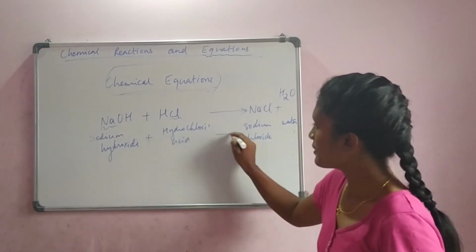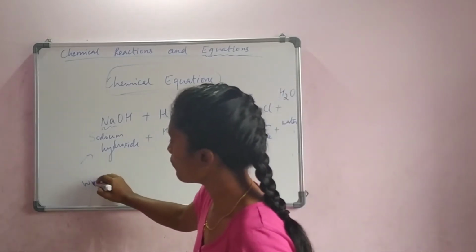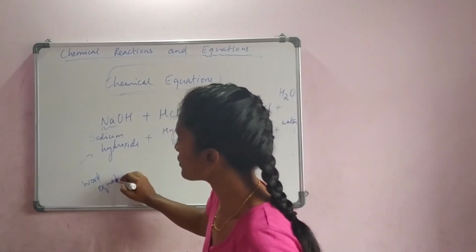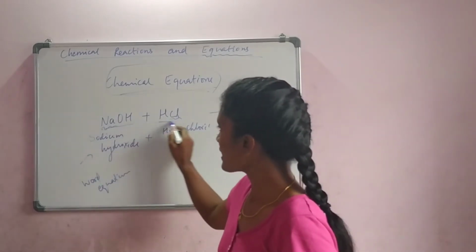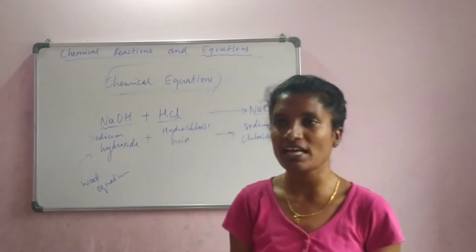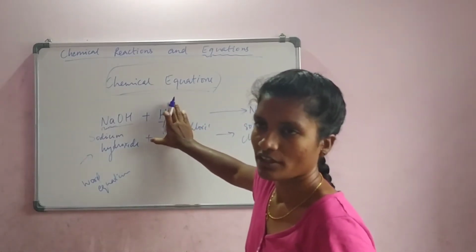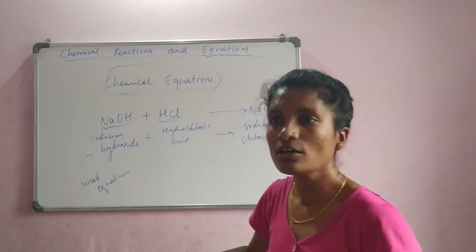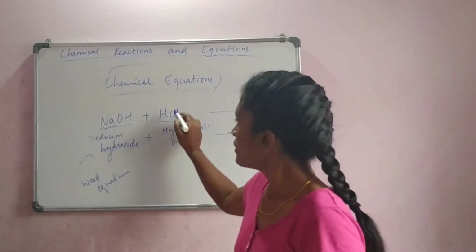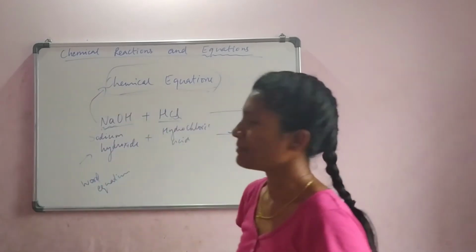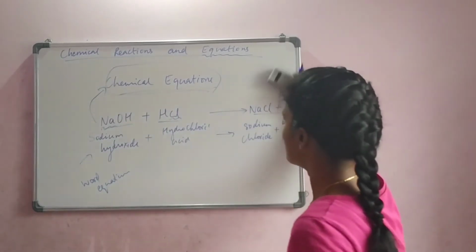So below I have written the word equation. This is called a word equation because everything is in words, right? We can understand. Whereas this is chemicals, the symbols, the formulas. If I use H alone, it is a chemical symbol. If I use HCl, it is a formula, the formula for hydrochloric acid. So this is now called a chemical equation. Okay? So that's about chemical equation.